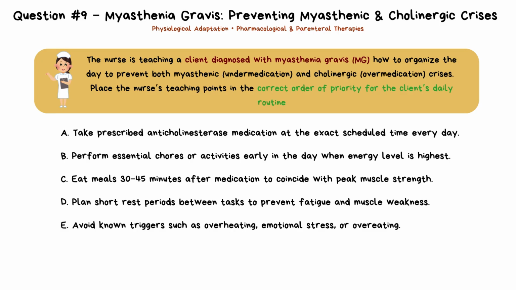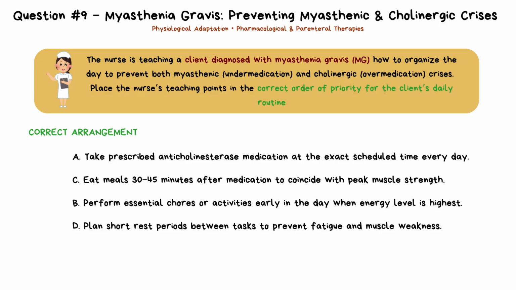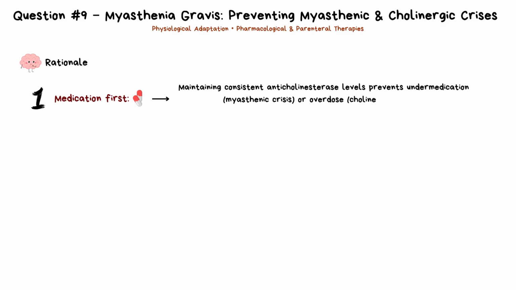The correct order is A, arrow C, arrow B, arrow D, arrow E. Let's reason through it together. First, take the medication on time. This is the foundation of care. Consistent dosing maintains muscle strength and prevents either underdosing or overdosing.